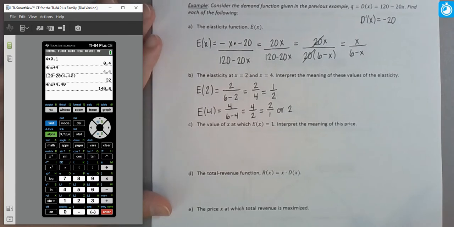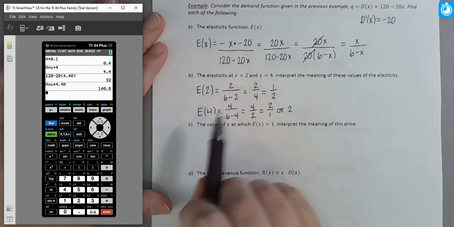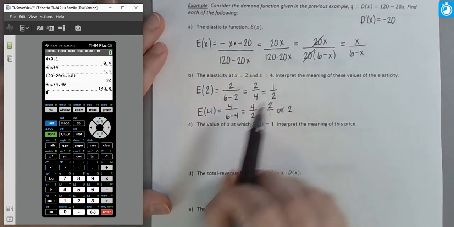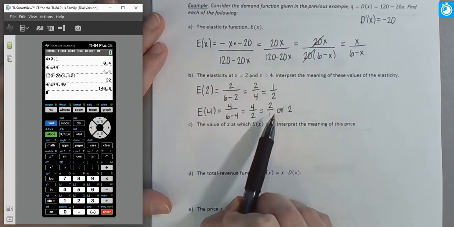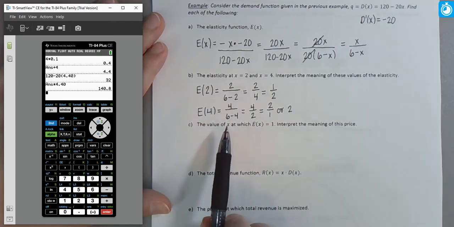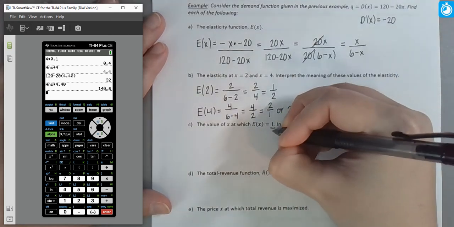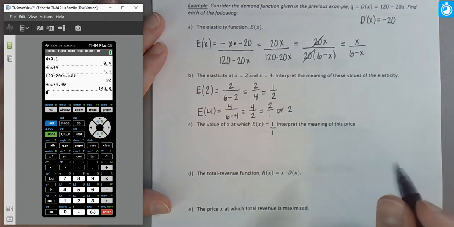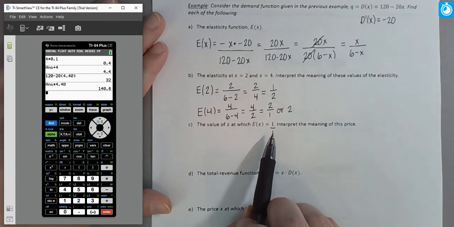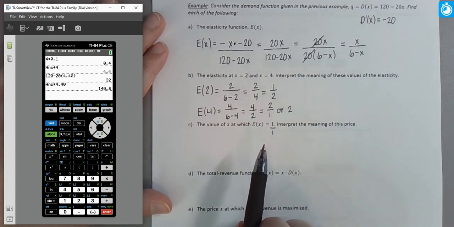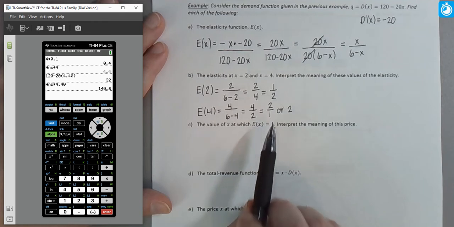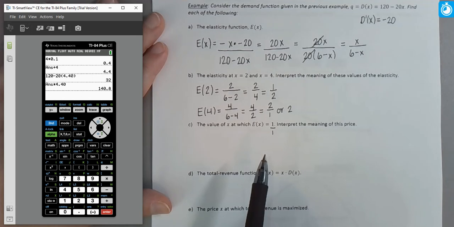So the question then is, if at $2 we have an elasticity of 1/2, at $4 we have an elasticity of 2/1, where do we have an elasticity exactly equal to 1, or think of it as 1/1? Where do we have a location where the change in price will be matched by an equal change in quantity demanded? In other words, where are we balancing our change in price and then our change in quantity demanded? Think of that as the balancing point.